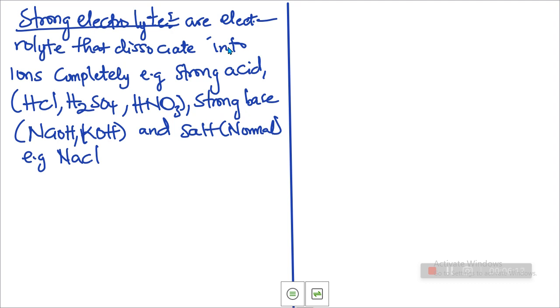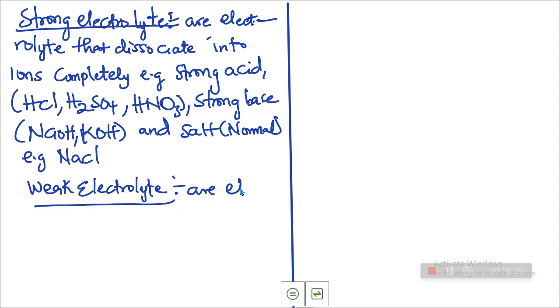Now let's go to weak electrolytes. You should know what it will be like. Weak electrolytes are electrolytes that dissociate partially.